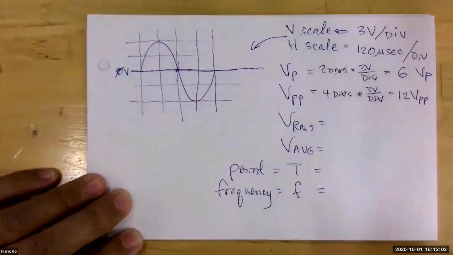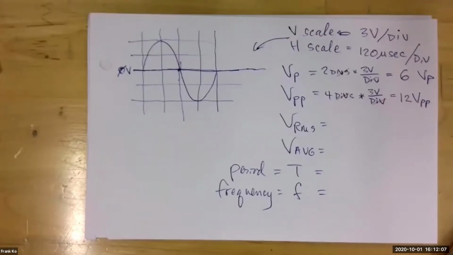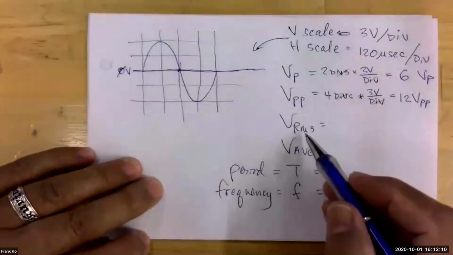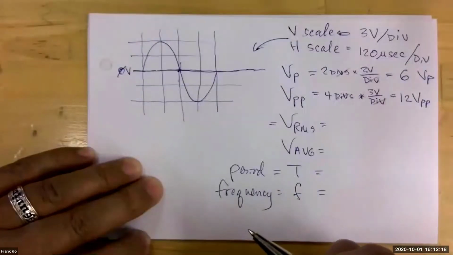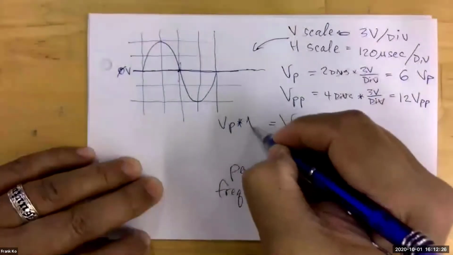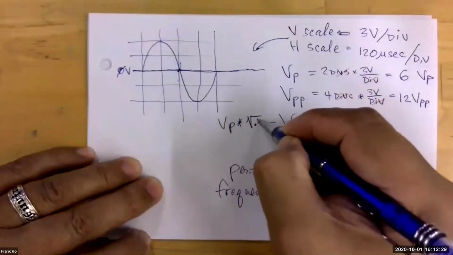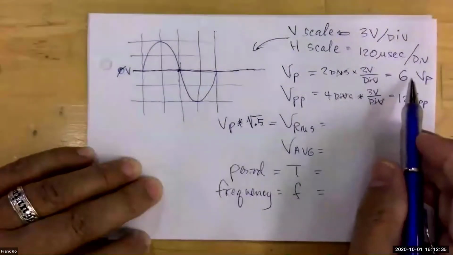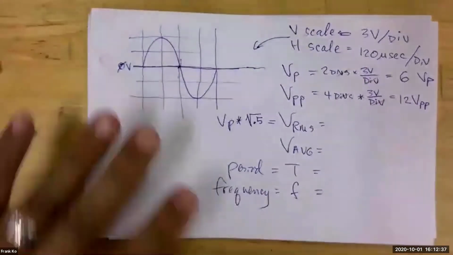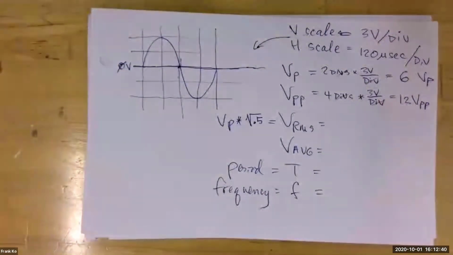The next question goes to Yusuf. How do we determine our VRMS? What method do we use to determine VRMS? Yusuf? We multiply our peak by the square root of 0.5. Okay, we multiply the V peak times the square root of 0.5. And so we have a V peak value of 6 volts peak, and we're going to multiply by the square root of 0.5.